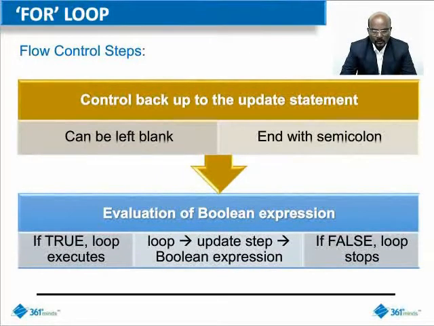So the update statement, as I told you, can be left blank with just a semicolon. So the entire operation is just these three steps. If true, the loop executes, and then there is an update statement, until the condition becomes false, wherein the loop stops.